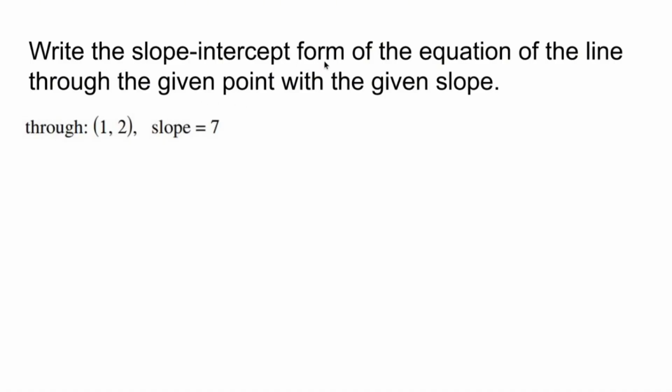Write the slope-intercept form of the equation of the line through the given point with the given slope. All right, so this requires a little bit of work. These are never the easiest problems on the planet, but this is how you're going to do it. Slope-intercept form is y equals mx plus b. What you're going to want to do first when you use this method is find your slope first. So step number 1 is find your slope.